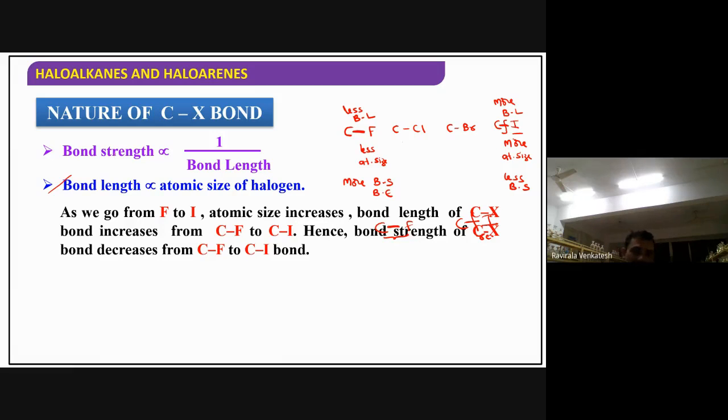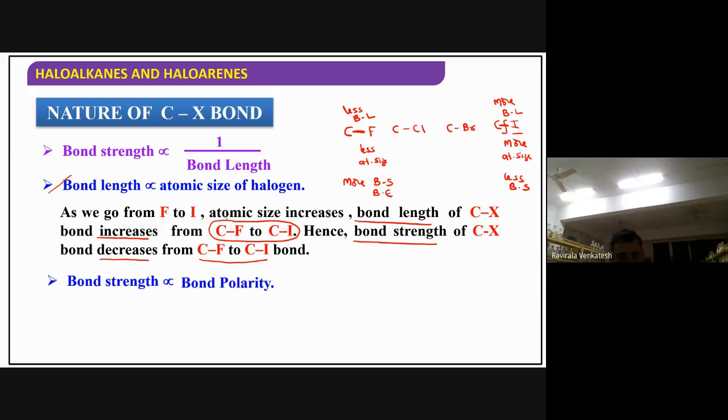Don't memorize these things by heart. Very simple: if you have a small length, we need to put more effort to break it. If you remember this, the remaining you will get. If you observe, as we go from fluorine to iodine, atomic size definitely increases. The bond length of the C-X bond also increases, from CF to C-I. When bond length increases, the bond strength from CF to C-I decreases. So I am writing here: bond length increases and bond strength decreases from fluorine to iodine. Very simple concept.